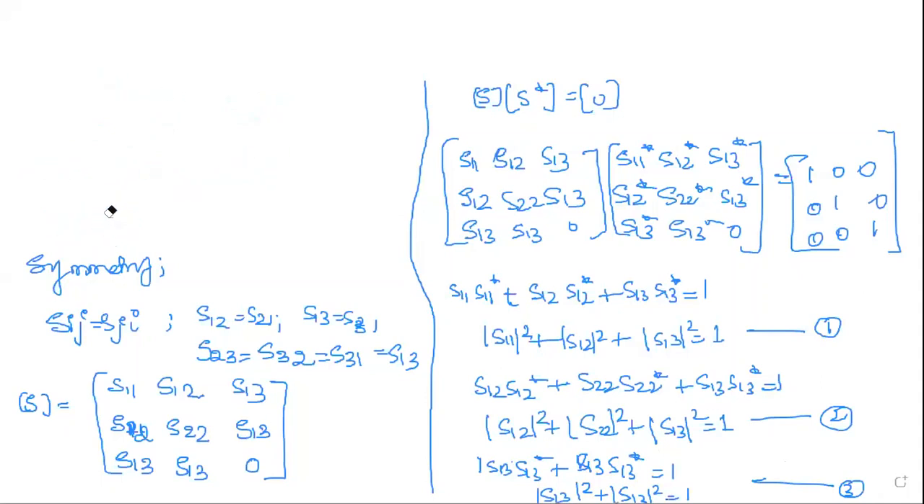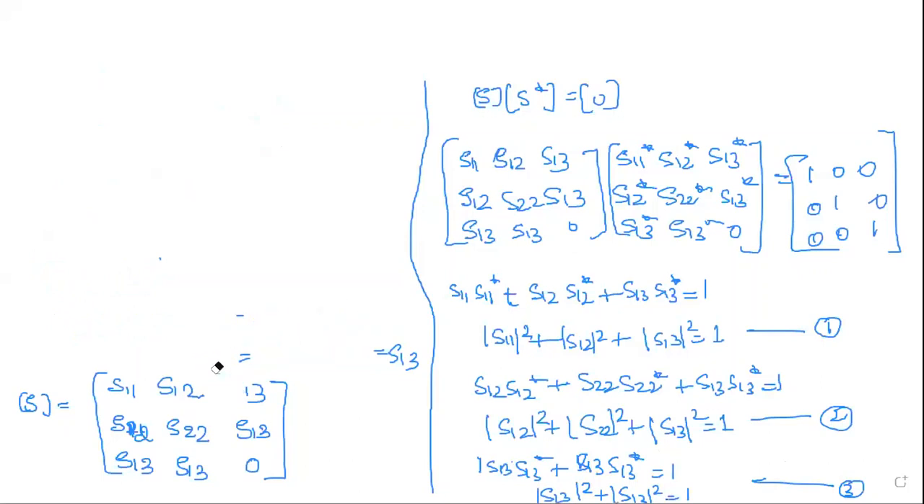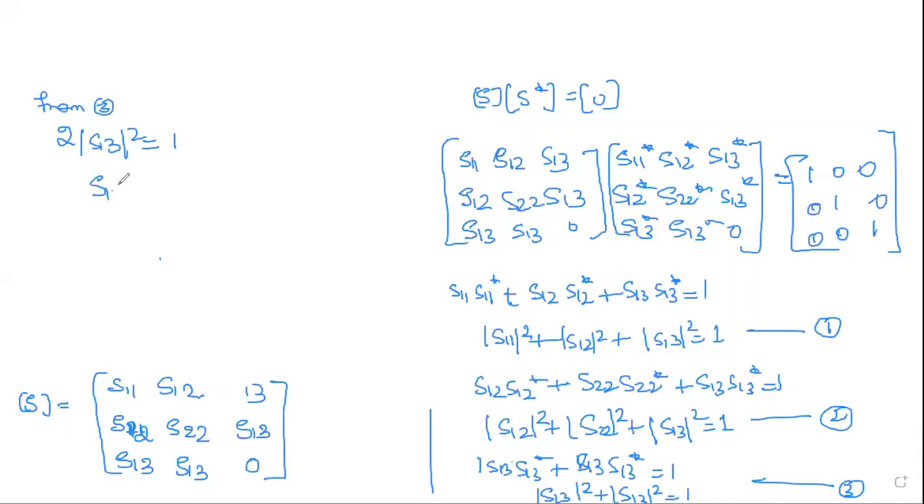Now what is the next step? You can use equation 3 to find out the value of S13. If you simplify it from equation 3, you will have 2 times S13 square, which is equal to 1. So S13 is nothing but 1 by root 2, which is also the value of S31, which is again the value of S23, which is again the value of S32. So all these values you have got.